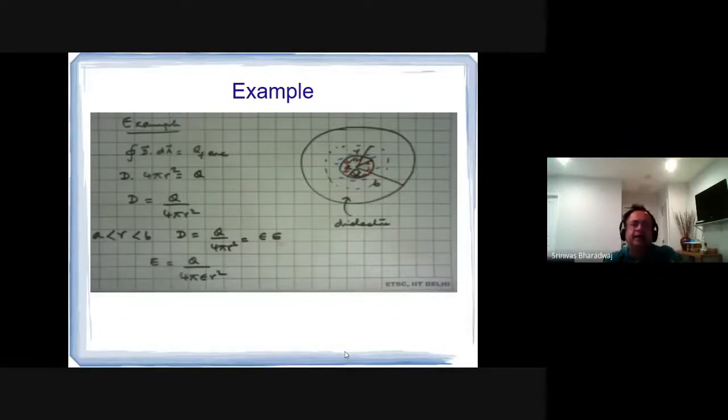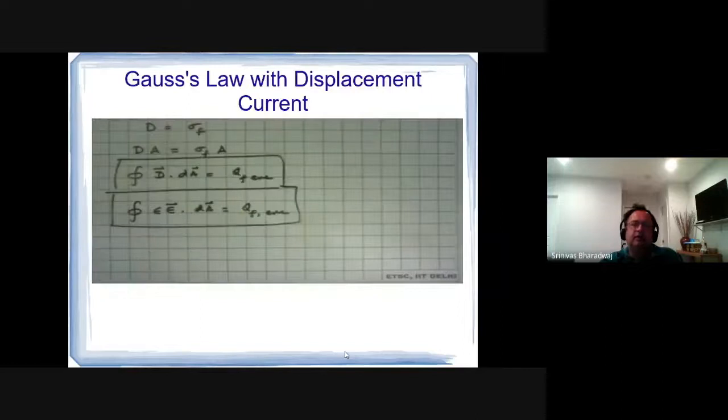You can then calculate the corresponding D dot dA, which is equal to just Q, because epsilon is included in D. D is equal to epsilon naught E plus P. So the closed integral of D dot dA is equal to Q enclosed. There's no division by epsilon there. So in the presence of a dielectric, you have the corresponding Gauss's law with displacement field.